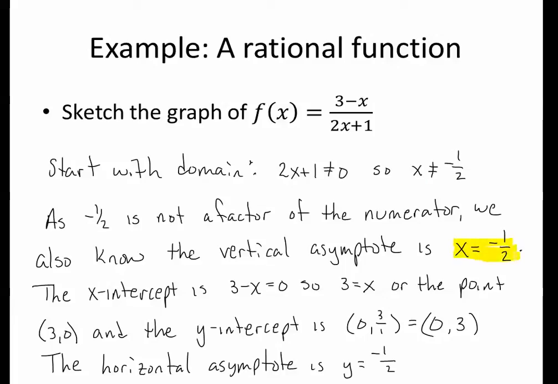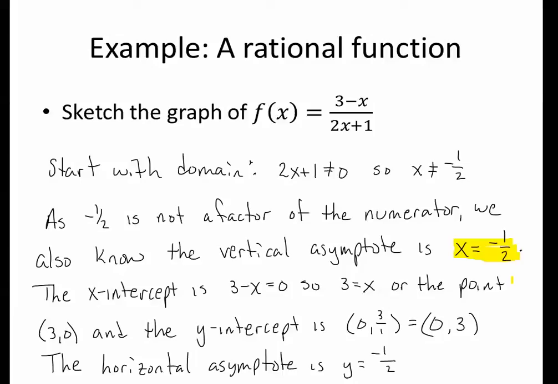All asymptotes are lines. All lines must be equations. They must have something on the left, an equal sign, and a value on the right. To say -1/2 is the vertical asymptote is incorrect. You must have x equals -1/2.